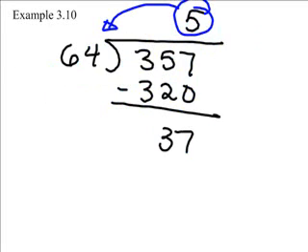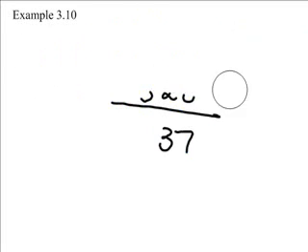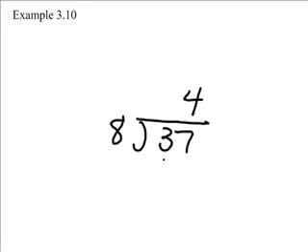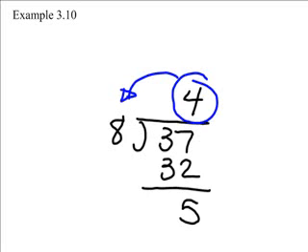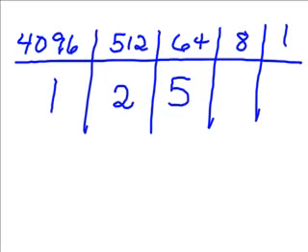Now we want to know how many 8s, which is the next place value down, are contained in 37. You keep dividing the next place value into the remainder. So we divide 8 into 37. That's going to go 4 times, and that's going to give us a remainder of 5. So we know that there are 4 8s contained in that remainder. So we have a 4 in the 8s place.